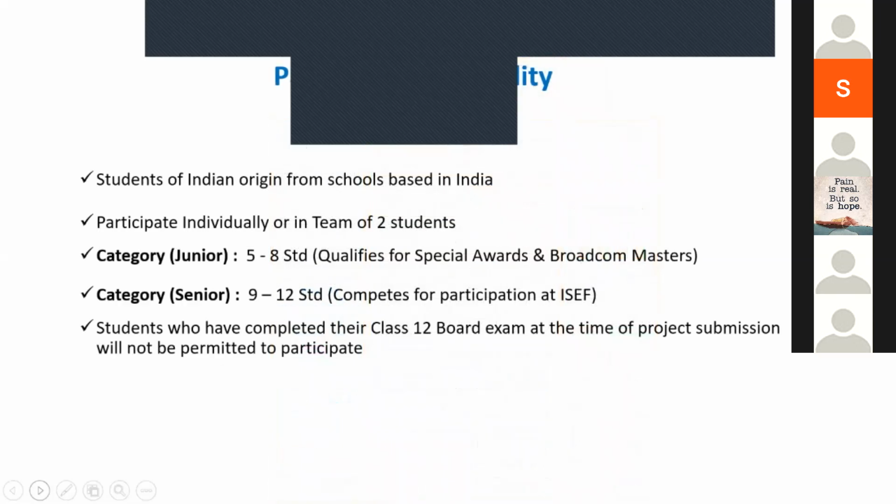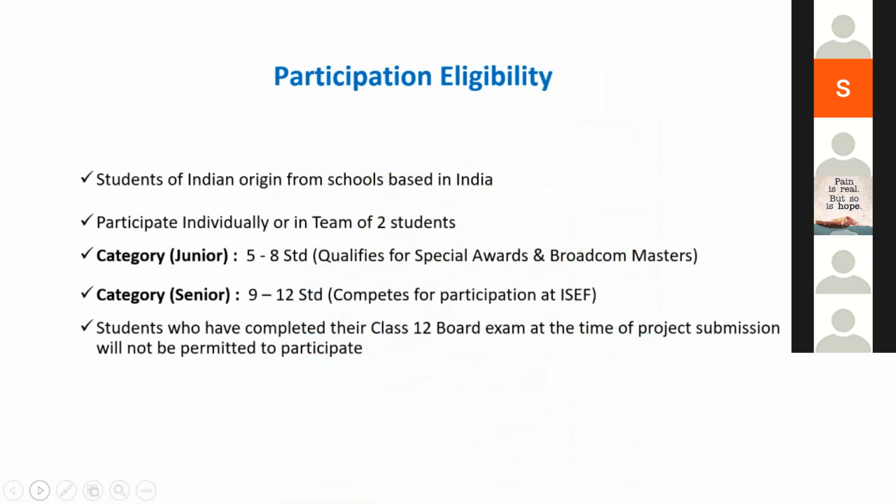So if you see, this is what your final project display should look like. Yes, this is very important, and we want to reiterate this again. Students who are allowed to participate in the IRIS National Fair are students of Indian origin who are studying in schools based in India. You can participate individually or in a team of 2 students. You can participate in the junior category or in the senior category. If you're in the junior category, you would be in class 5 to 8. In the senior category, you should be in class 9 to 12.